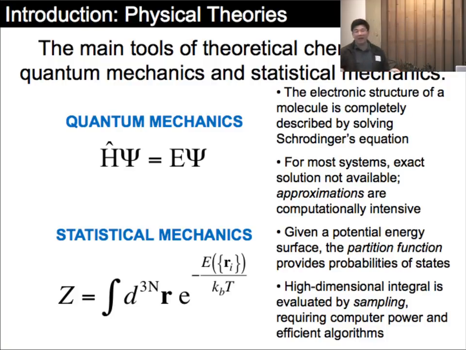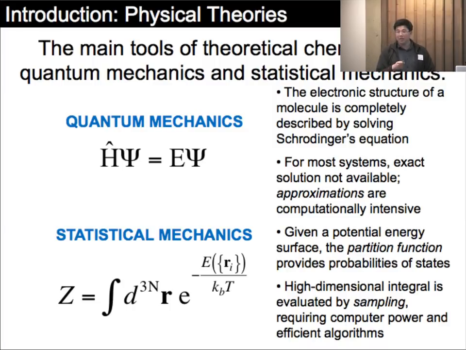And statistical mechanics comes into play because what we're interested in studying often occupies a vast population of states, and we're trying to get some information out of this very wide ensemble of states. So this partition function provides the probabilities of all the different states that your system can be in, and this high dimensional integral, you often can't evaluate analytically. You evaluate it by sampling, which comes from computer simulations.